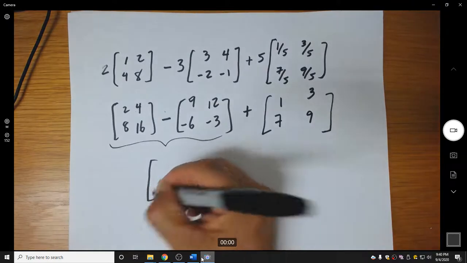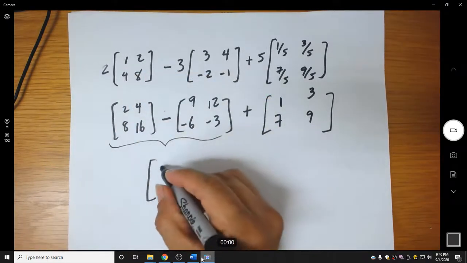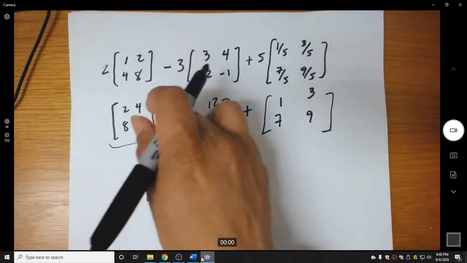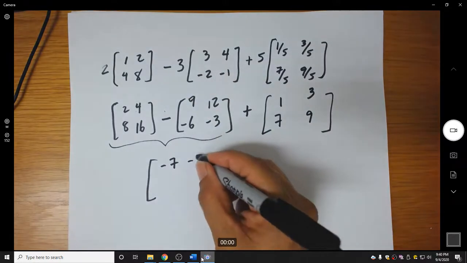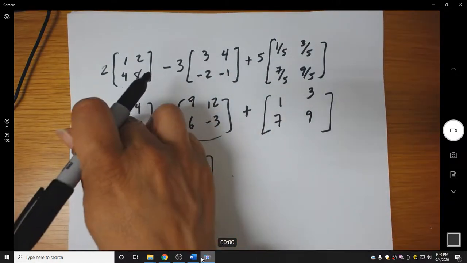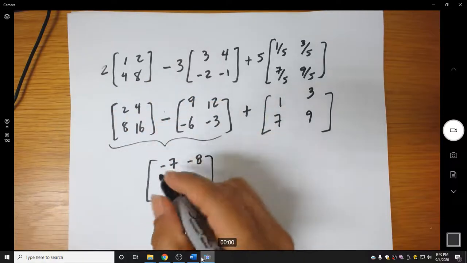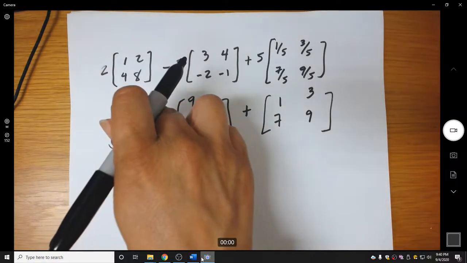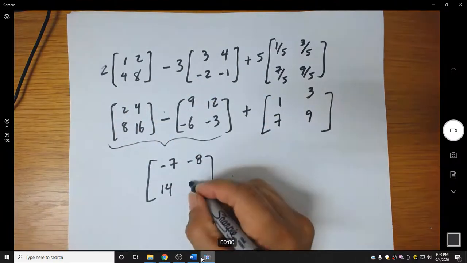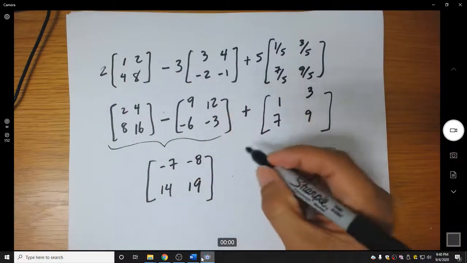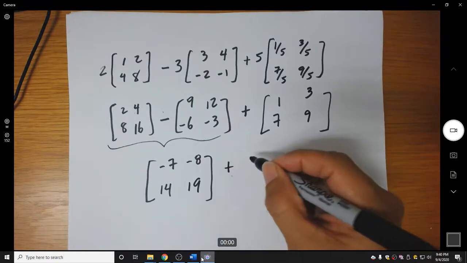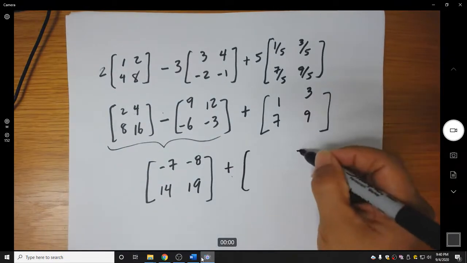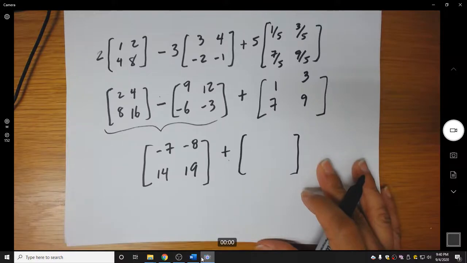So the result is what? 2 minus 9 is negative 7, 4 minus 12 is negative 8, 8 plus 6 is 14, 16 plus 3 is 19. Okay, so that took care of that. Hopefully I have not made an arithmetic mistake, because then I will have to go and correct it.